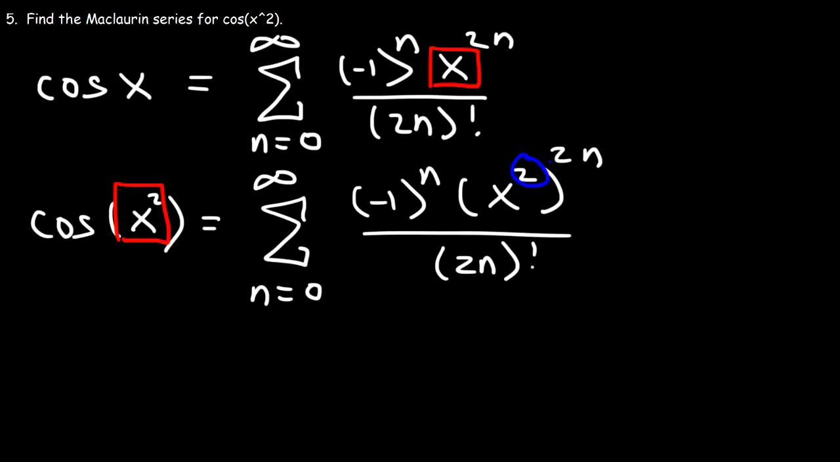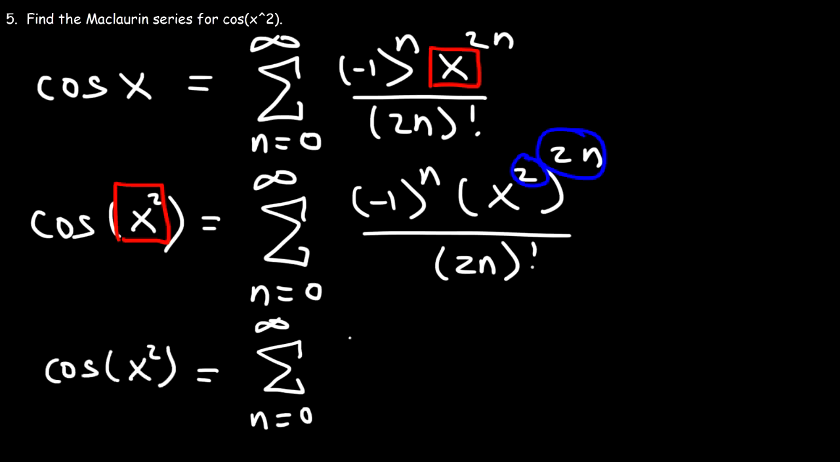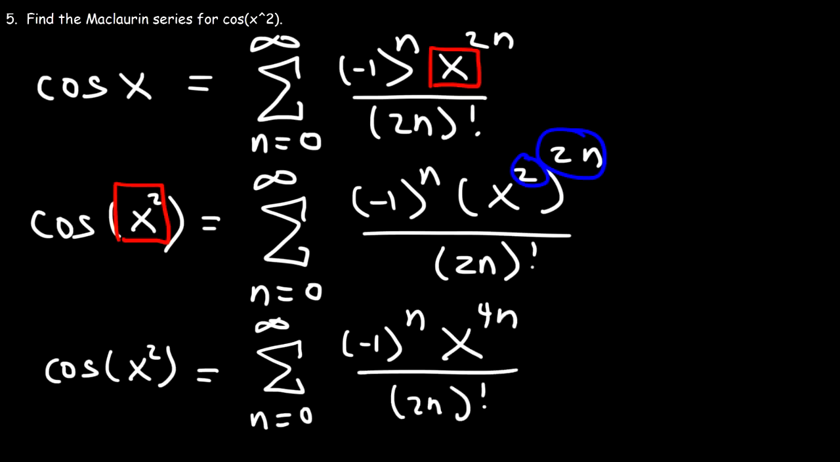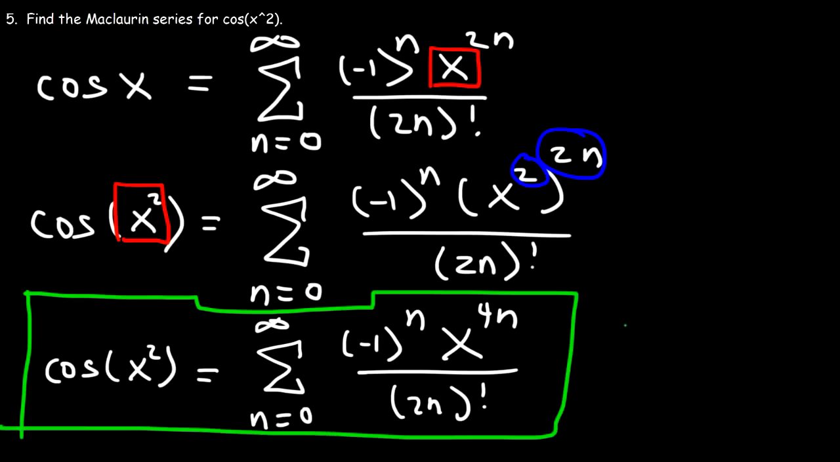Now when you raise one exponent to another, you need to multiply. So 2 times 2n is 4n. So therefore, we can write the series for this composite function as -1 to the n times x raised to the 4n divided by 2n factorial. And this is the answer. So that's the Maclaurin series for cosine x squared. That's what you need to do if you have a composite function.